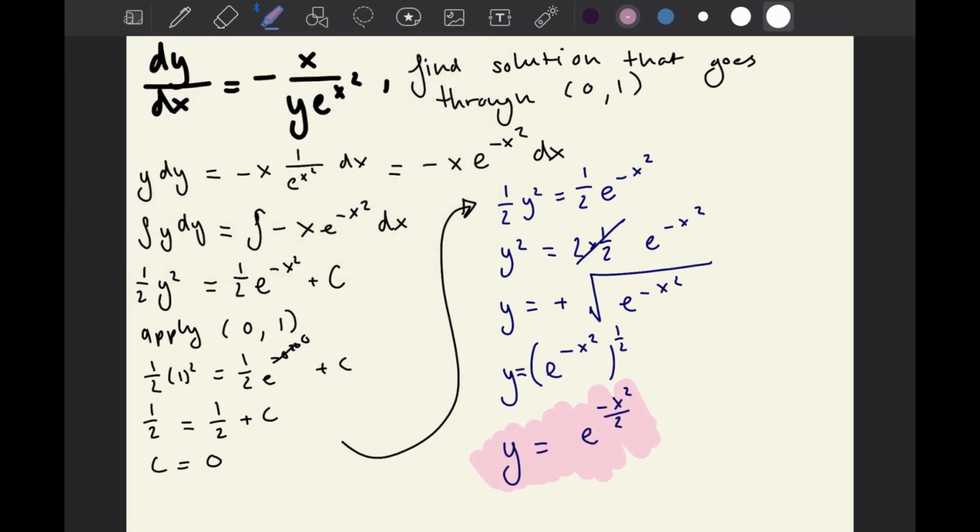If c was not 0, there would be a bit more complexity to the distribution of, for example, the exponents. But in this case, it was really simple because c was just 0.